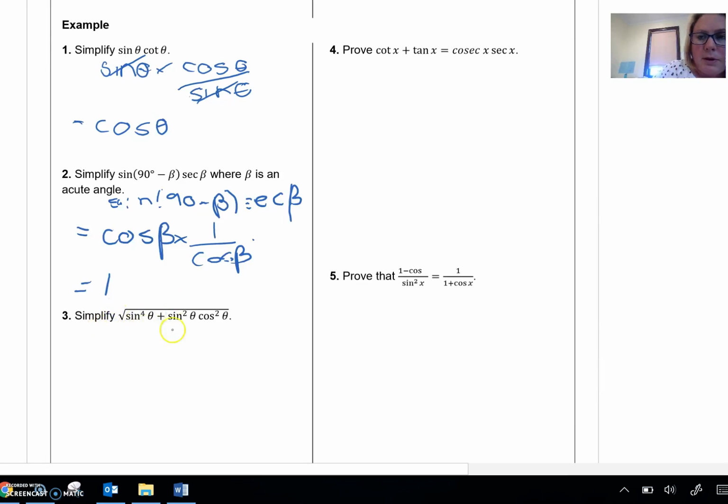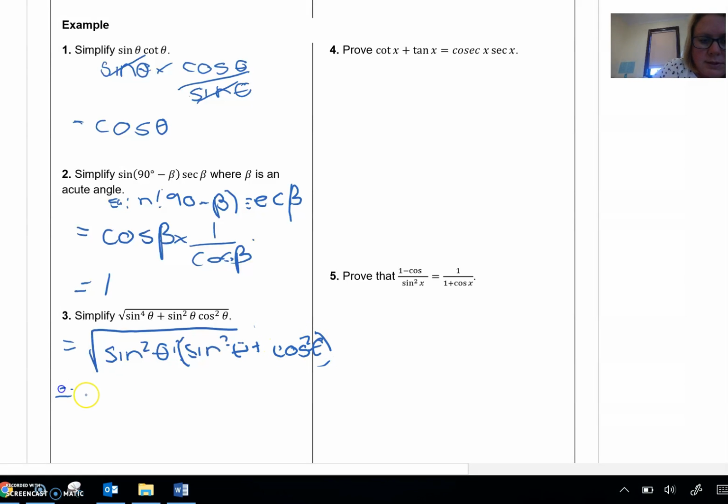3. Simplify. Because they're squares, I'm thinking cos squared, sine squared. Let's see what we've got here. I'm going to take sine squared out the front and simplify it to say it's sine squared plus, and I'm left with a cos squared over here. So it's actually root sine squared theta times 1, which is sine theta.